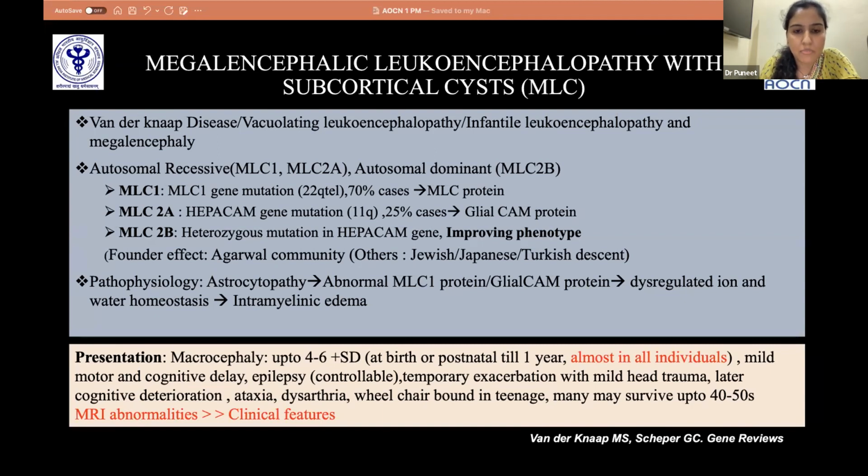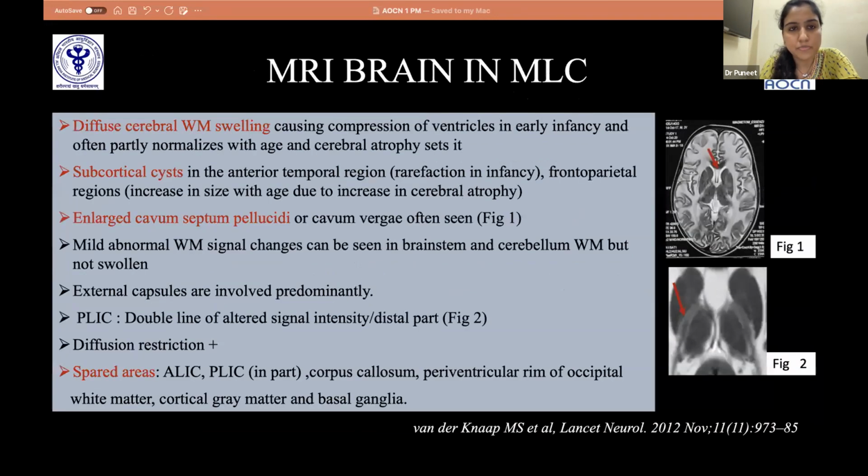Apart from that, as we saw in Alexander disease, there can be temporary exacerbation with mild head trauma. In later ages, the child may have cognitive deterioration and ataxia, dysarthria, or the child becomes wheelchair bound by teenage, but many can even survive up to their 40s to 50s. So the typical feature of MLC is that the MR abnormalities are far more than the clinical features.